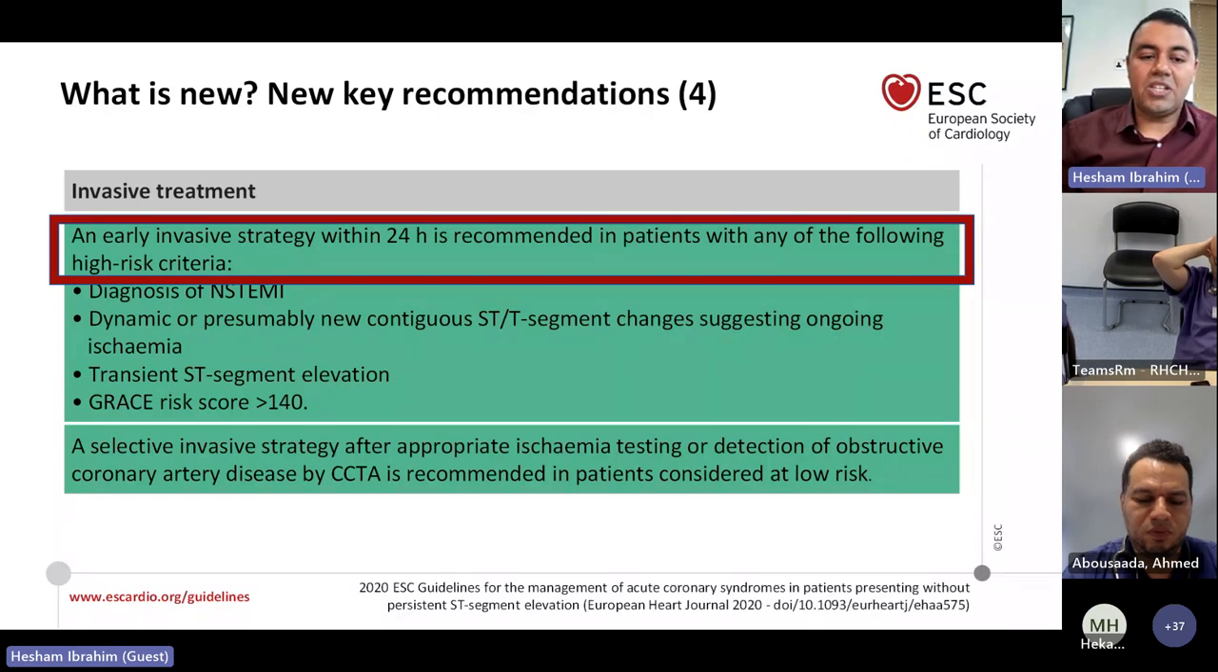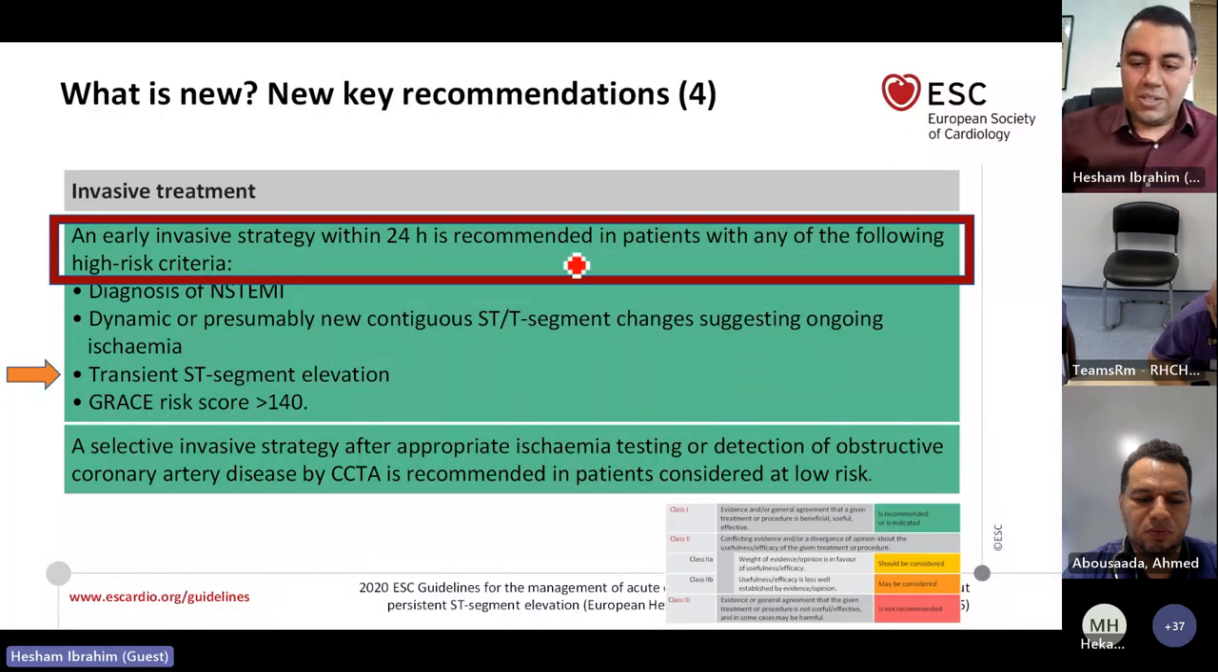That is recommended in patients with any of the following high risk criteria, not the very high risk, just the high risk criteria. And one of them is transient ST elevation. And again, this is in green. So actually this is a class one evidence. That is the highest level of evidence that you can get. So it is recommended or indicated.